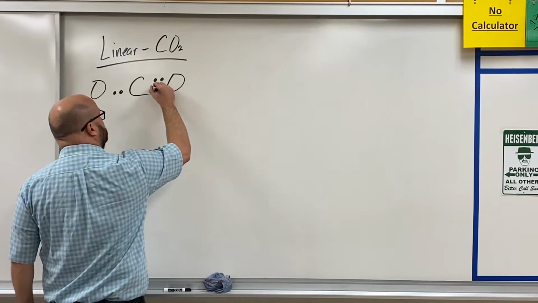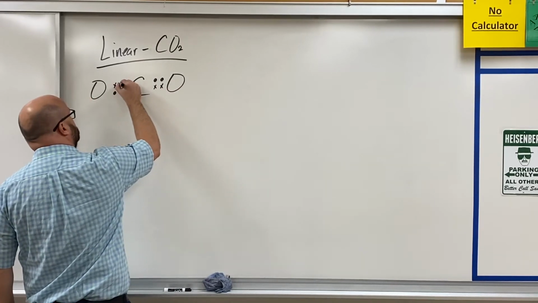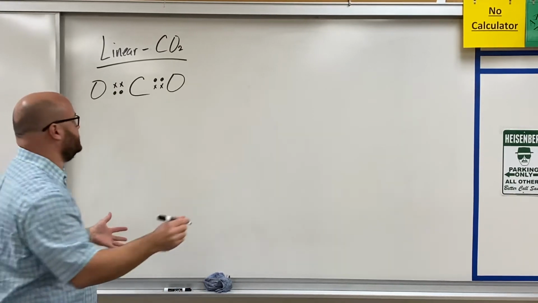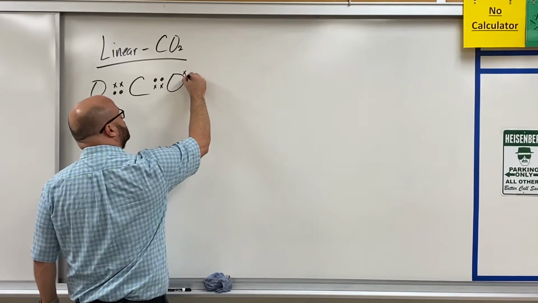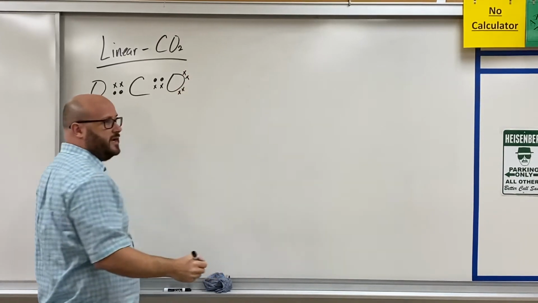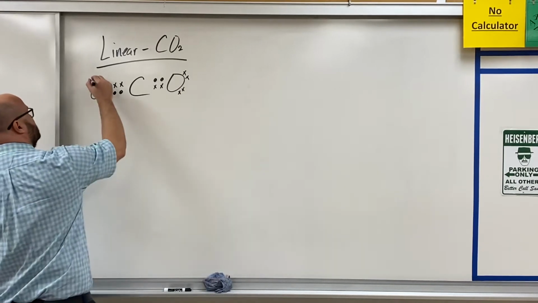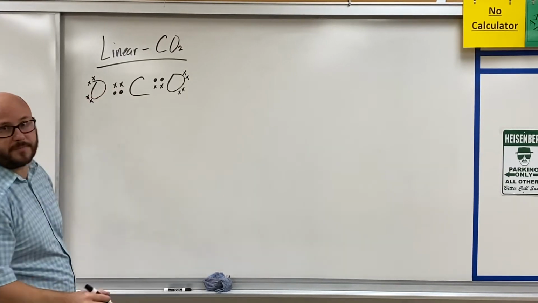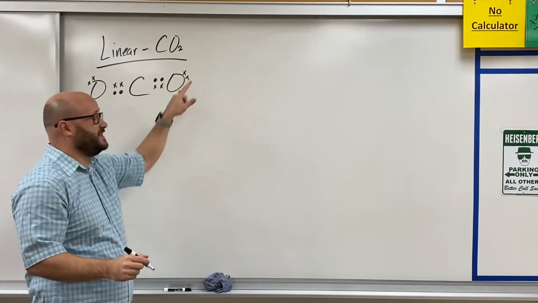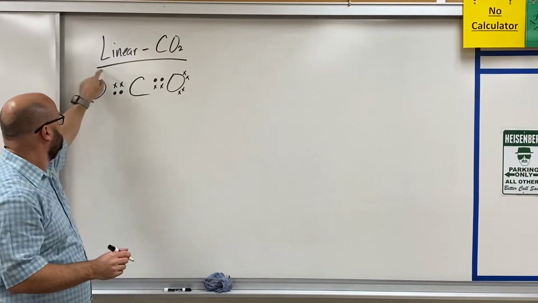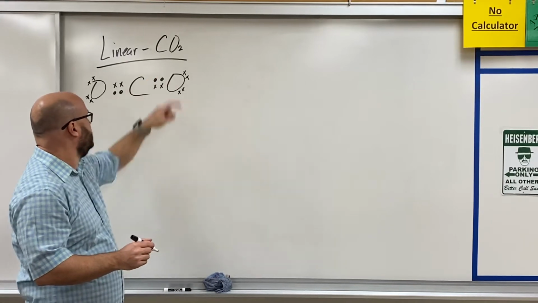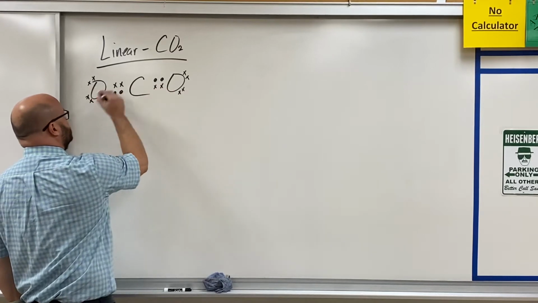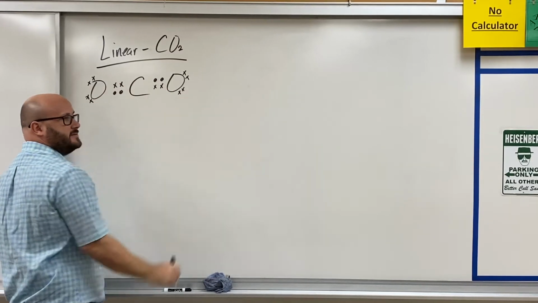Oxygen is going to share 2 with that carbon as well, but it still has to have its 6 valence electrons. So it's going to have 2 unshared pairs like that and like that. Now you can count 1, 2, 3, 4, 5, 6 valence for oxygens. 1, 2, 3, 4, 5, 6, and then 4 for carbon. Total 2, 4, 6, 8 for each atom.